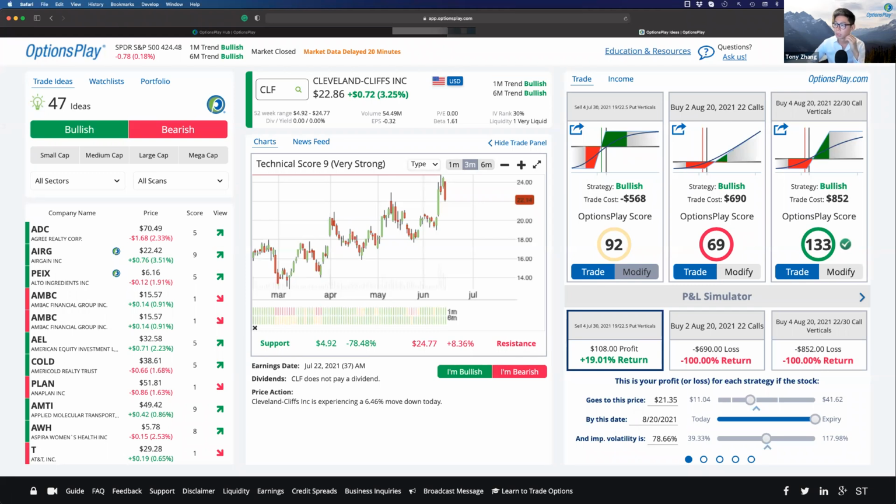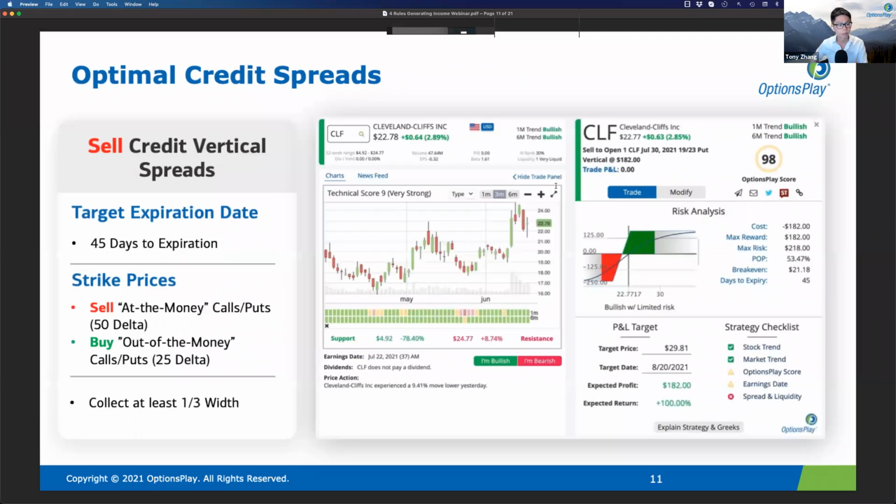Can you tell me one more time the deltas of long and short of the credit spread? It is the 50 and the 25 delta on a credit spread. Sell the 50, buy the 25.